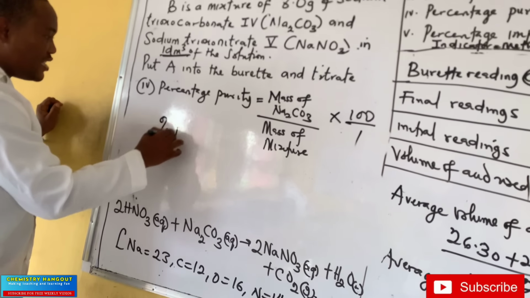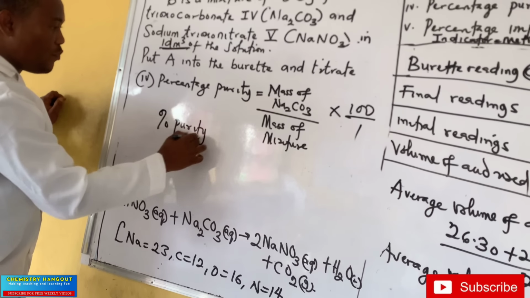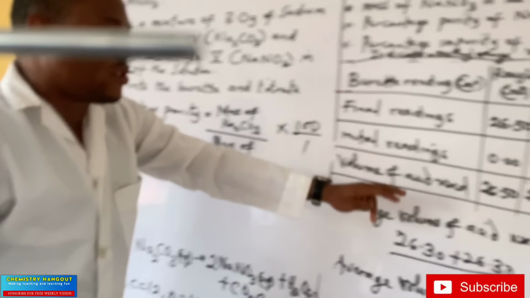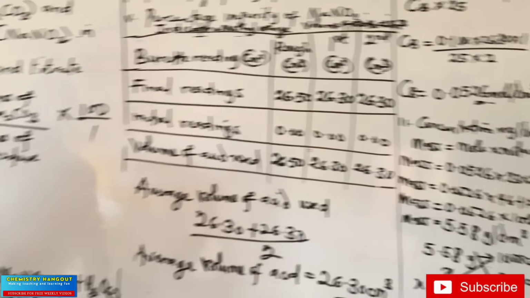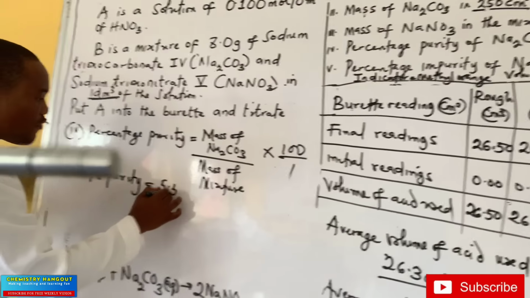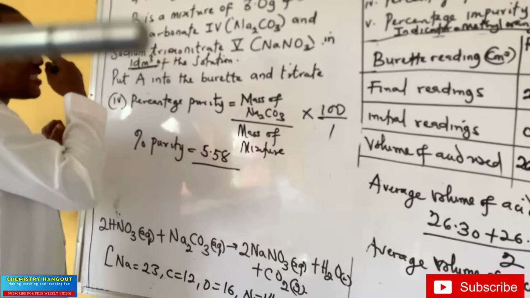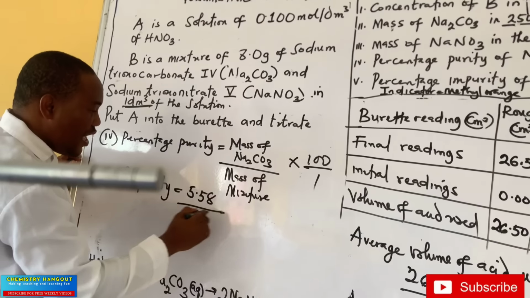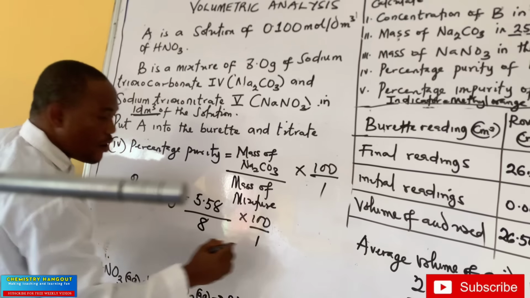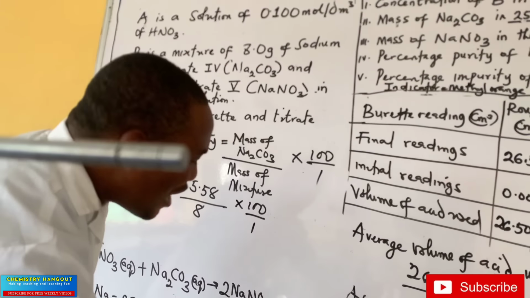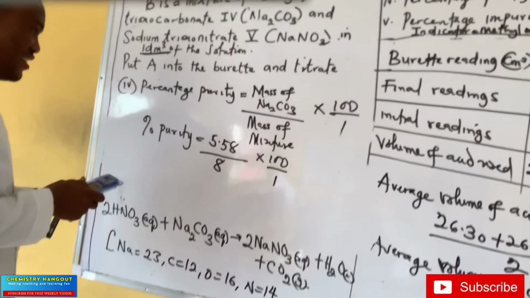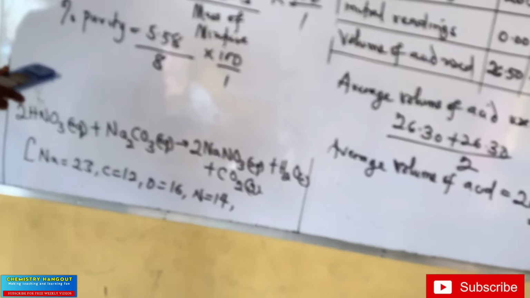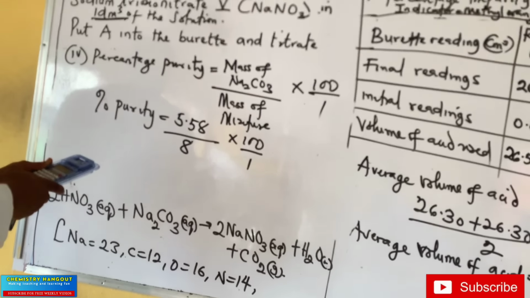So percentage purity will be equal to, what is the mass of Na2CO3 that we have calculated? 5.58, right? So 5.58 over, what is the mass of the mixture? It is given in the question already. 8 times 100 over 1. Let's have that calculated. That's why if you follow what we have been saying on this channel, you should not find questions difficult. You should not.